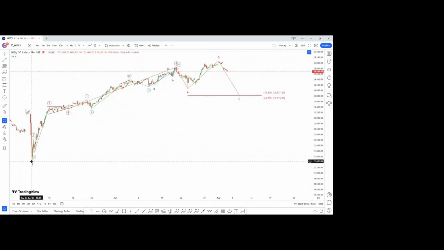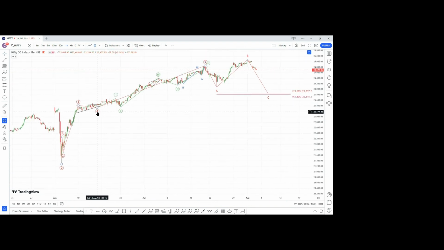So yes, this is it. This is wave one, wave two, wave three, wave four, which was a complex correction, an ongoing complex correction, and then we headed into a fifth wave. So even in that prospect, this is the fifth wave. The red color is the fifth wave, and then we had one, two, three, four, and five.